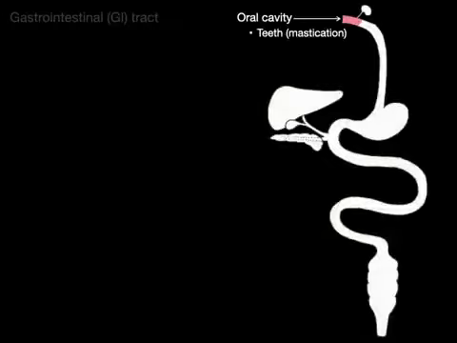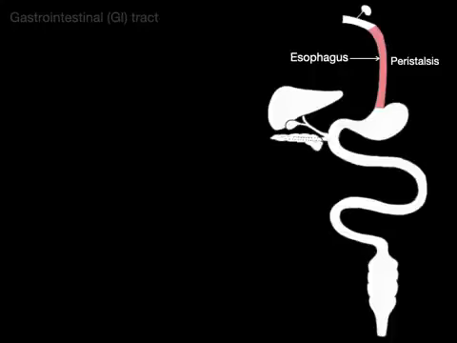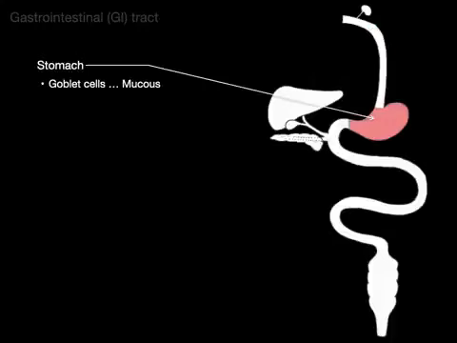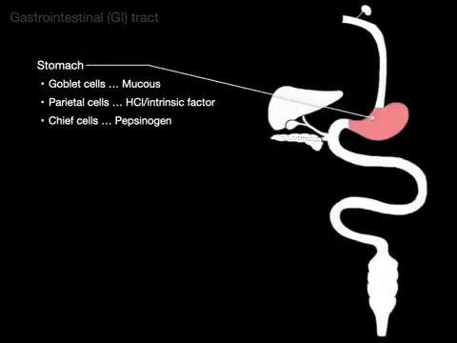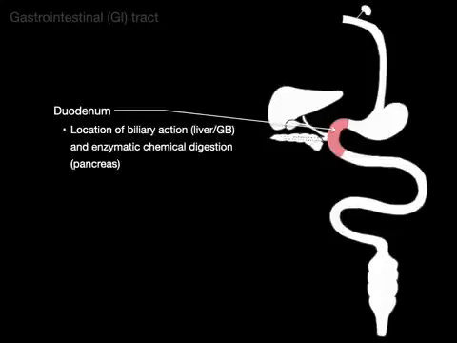We have the oral cavity, which is where teeth are that masticate and physically digest the food, where the salivary gland secretes saliva with salivary amylase that moistens the food and forms a bolus. That bolus then moves down the esophagus through peristalsis into the stomach, which has goblet cells that make mucus, parietal cells that make hydrochloric acid and intrinsic factor, and chief cells that make pepsinogen, which then that food stuff, the chyme, goes into the duodenum.